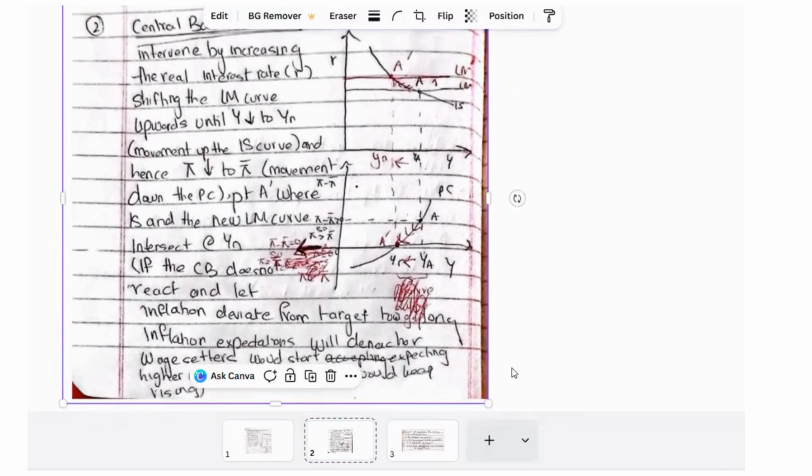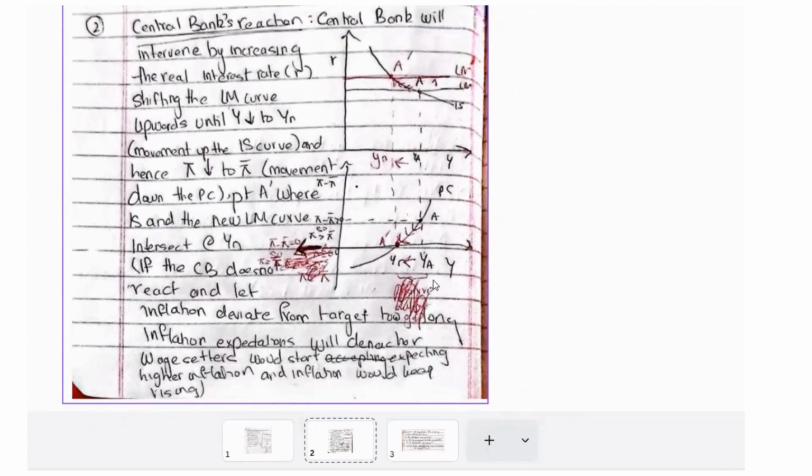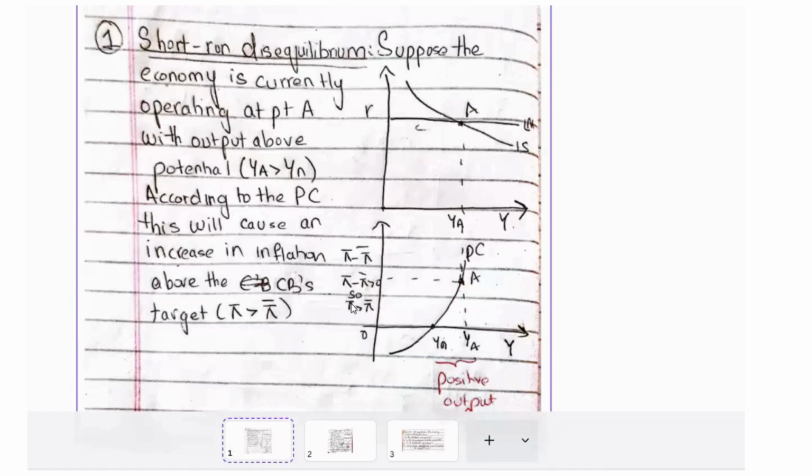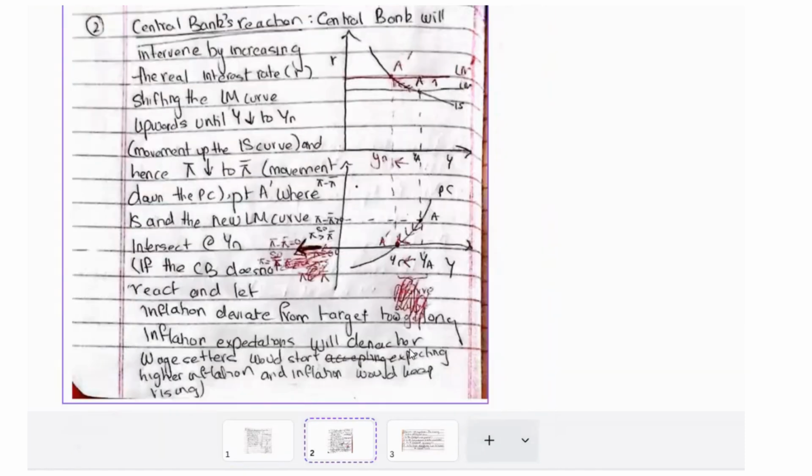Let's look at the reason behind that too. If the central bank does not react and lets inflation deviate from target for too long, so that pi is greater than pi bar, inflation expectations will de-anchor. People will no longer expect inflation to be pi bar because they can see that inflation has been deviating from its target for too long. Wage setters will start expecting higher inflation, and inflation would keep on rising, which will not be sustainable.